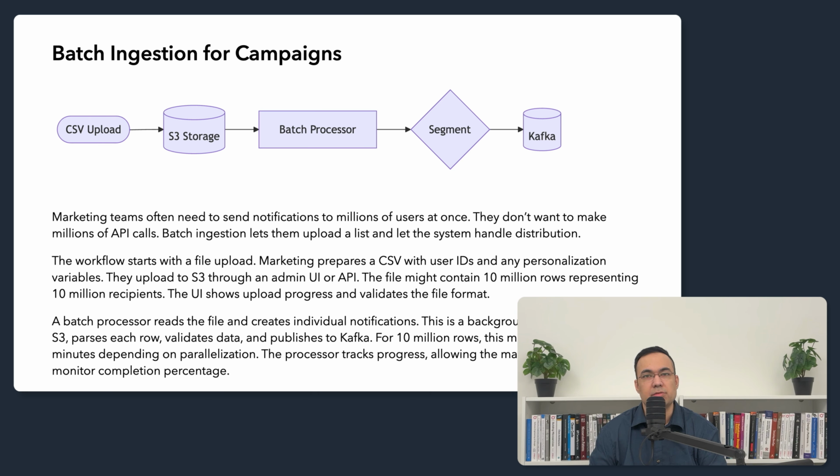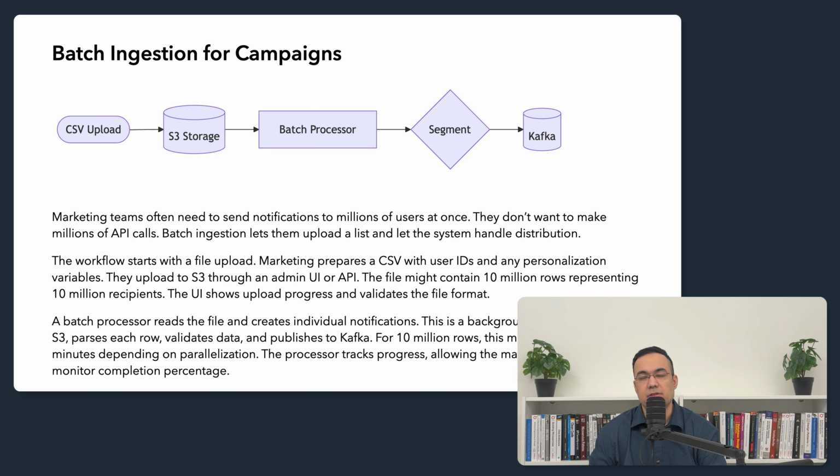Segmentation applies filters before sending. Maybe the campaign is intended only for users who made a purchase in the last 30 days or users in specific countries. Rather than having marketing filter the CSV themselves, the batch processor can apply segments dynamically. Query the user database for eligible users, filter the input list, and only queue the eligible recipients.